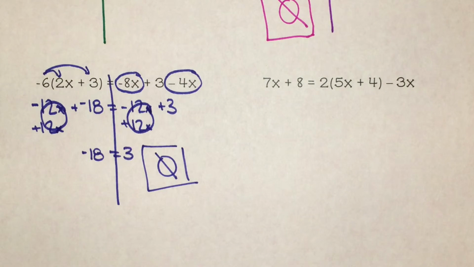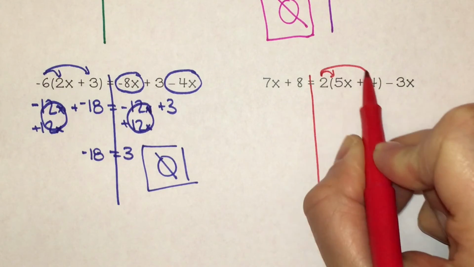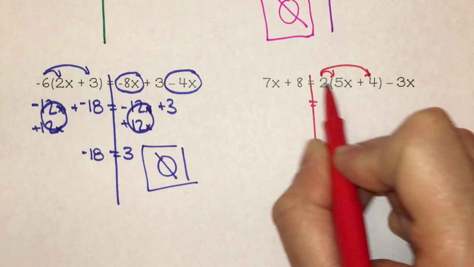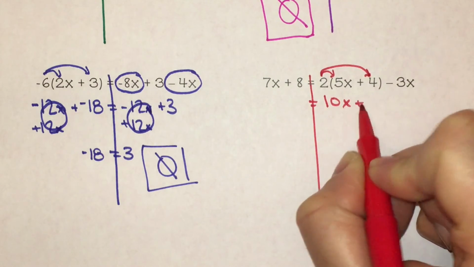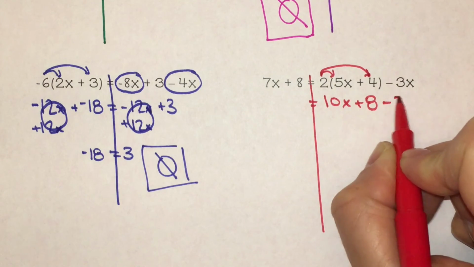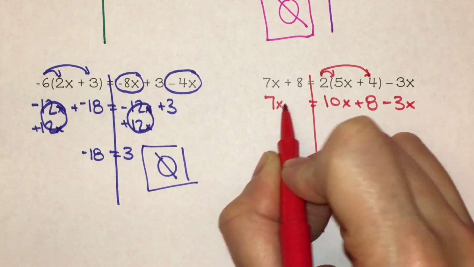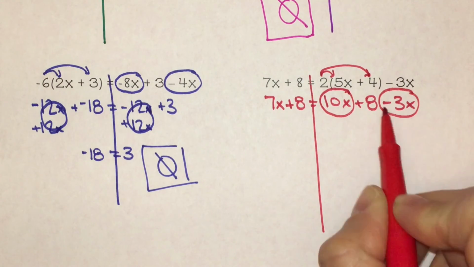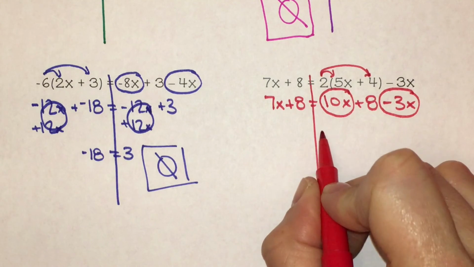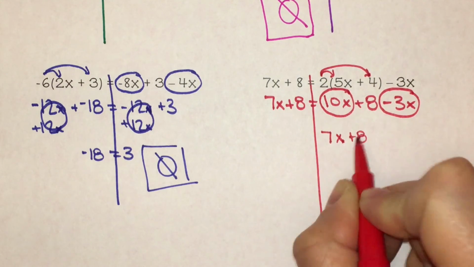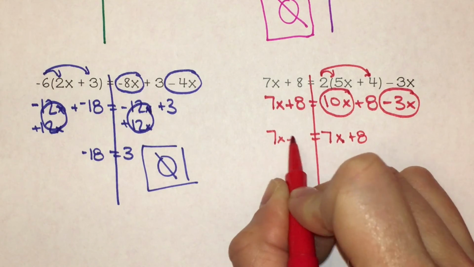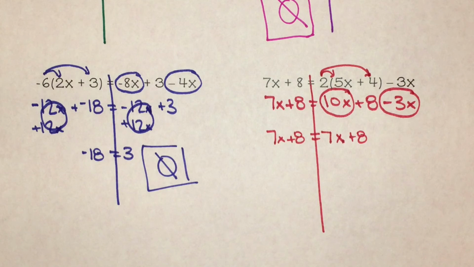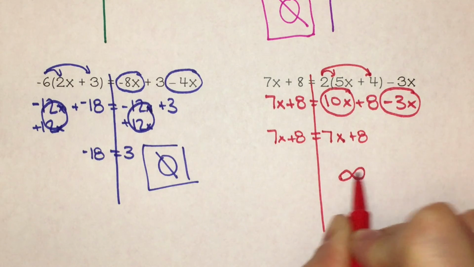All right, then we have one more. So we need to simplify the right side. I'm going to start by distributing the 2 with everything inside the parenthesis. So I have 2 times 5x is 10x, plus 2 times 4 is 8. Bring down the minus 3x. On the left, just bring down the 7x plus 8. Okay. We're going to combine like terms. We have a 10x minus 3x on the same side, so just combine. And it leaves us with 7x plus 8. And on the left, we always had 7x plus 8. And we can see the 2 sides are equal. They're the exact same thing, so there are infinite solutions.